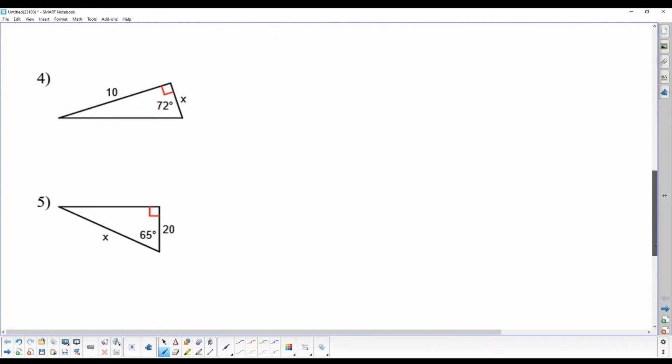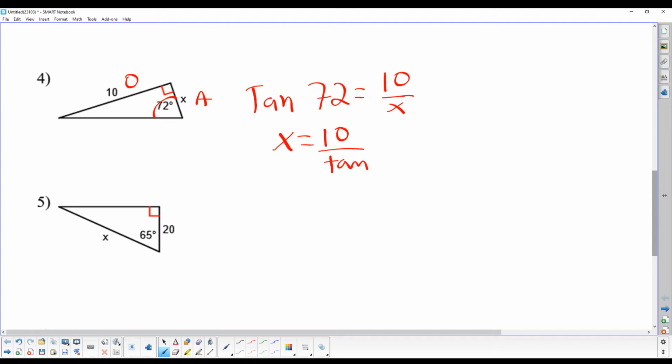Okay, I'm going to show you a couple more. I'm not going to work them out for you. I'm going to ask you for number 4. Which trig function is it? And then I'll just go opposite, adjacent. This is tangent. What does it equal? Okay, x is on bottom. What do you do? You switch the two. And then what's it going to equal? Try that one.